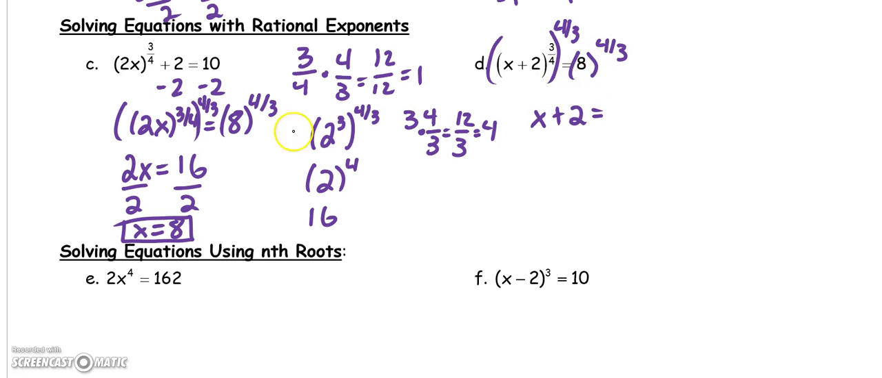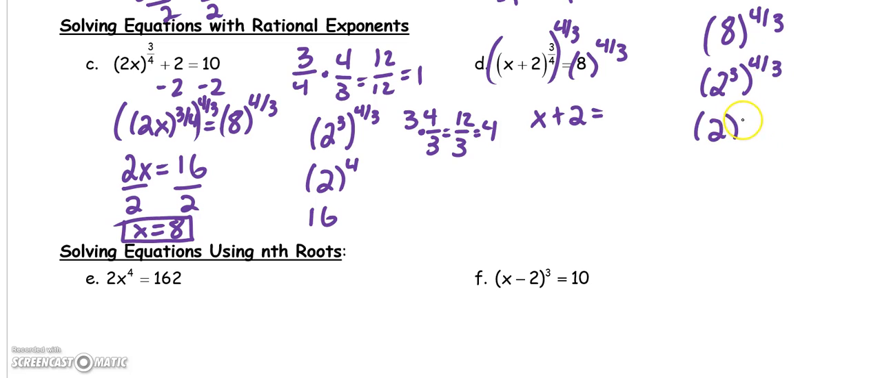If you notice, we actually have the same thing on the right side here as we did over here. But I'm going to go through it one more time because seeing it a second time might help some of you understand. So we have 8 raised to the 4/3. We know that 8 is 2 to the 3rd, so I can replace 8 with 2 to the 3rd. Since we have a power to a power, we're going to multiply. So 3 times 4/3 simplifies to just 4, and 2 to the 4th is 16. Then all we need to do is subtract 2, and we get x equals 14.